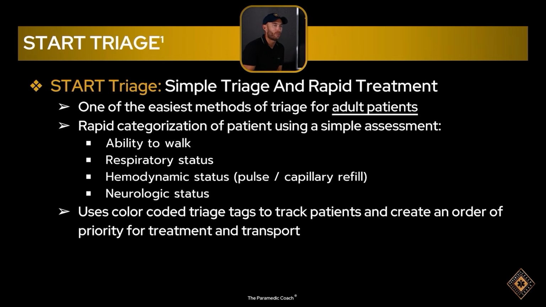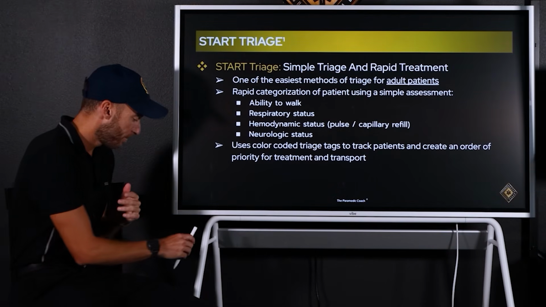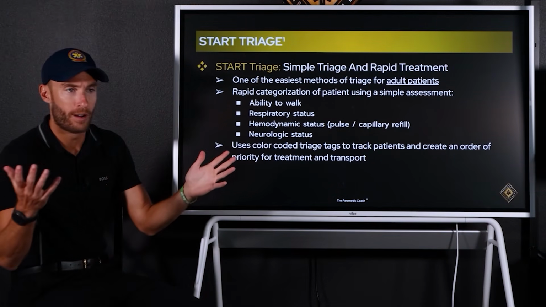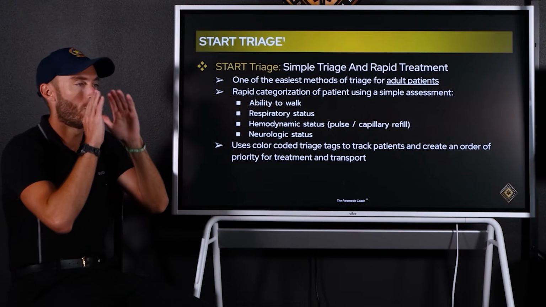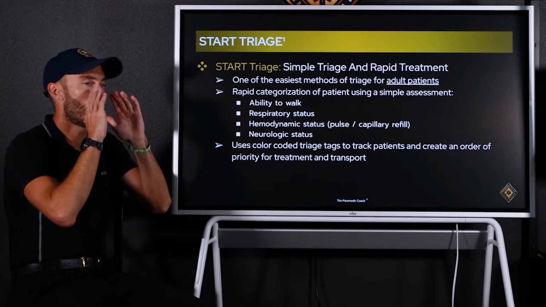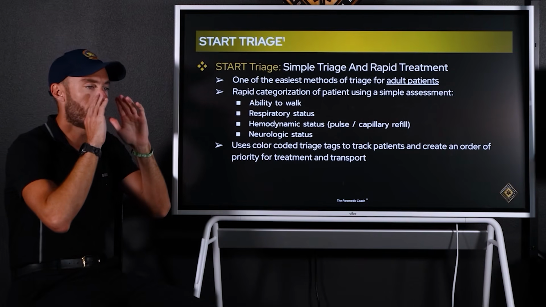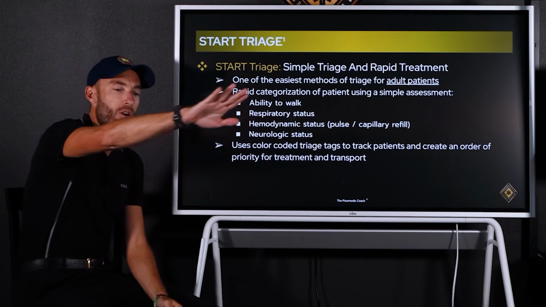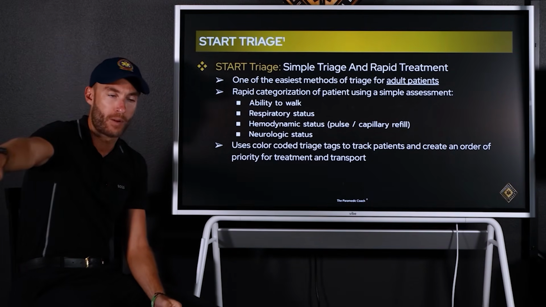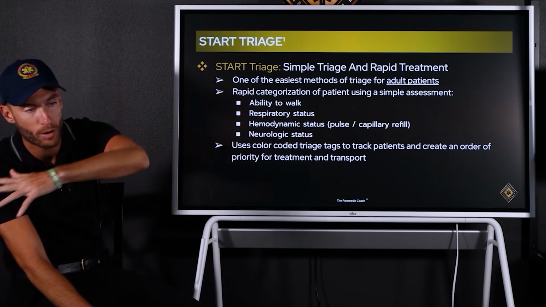If you remember one thing from this section, it breaks down to their ability to walk, their respiratory status, their hemodynamic status, and their neurological status. So basically, we get to an MCI, get out our imaginary air horn. Hello, if you can hear me, walk to XYZ place now. They start moving over. The people that can walk and do that are the walking wounded.